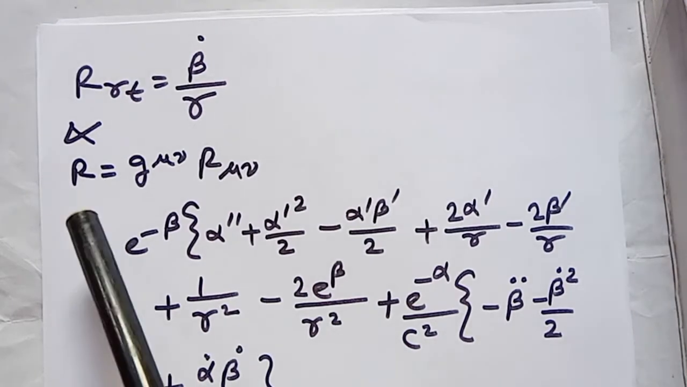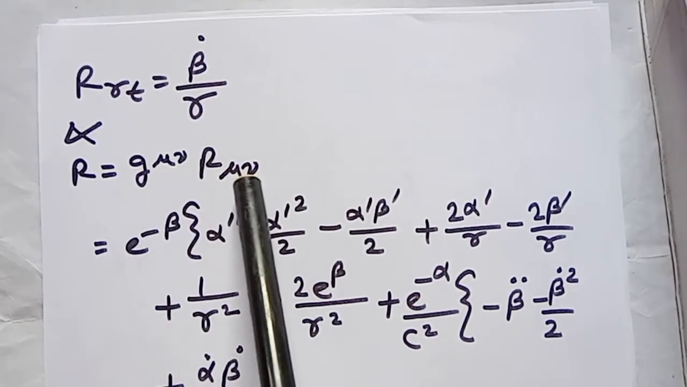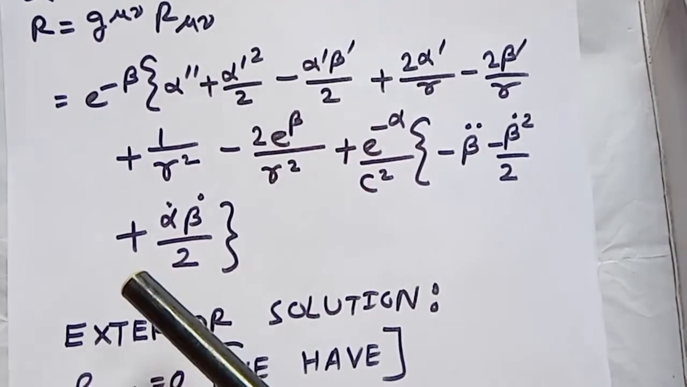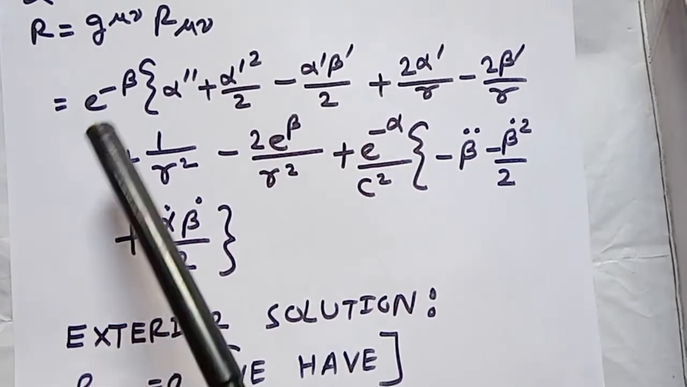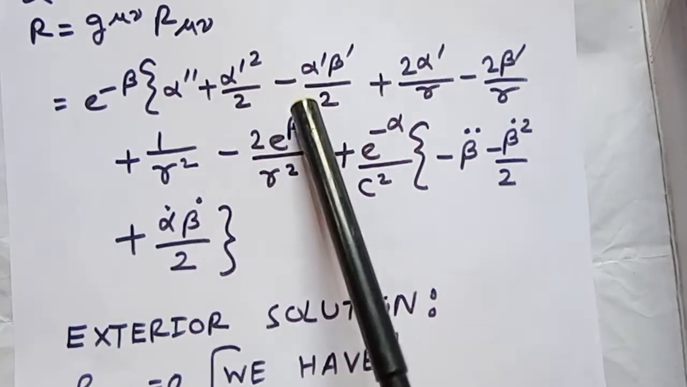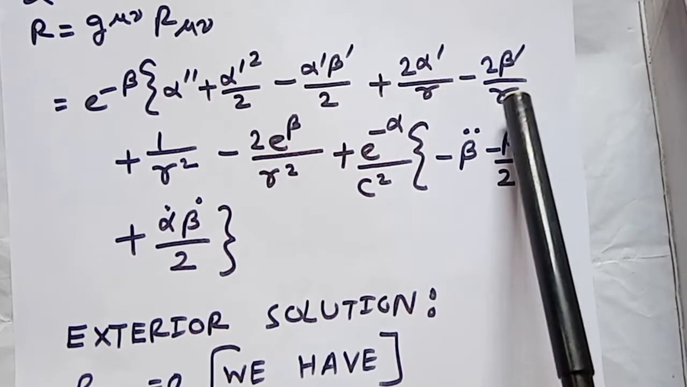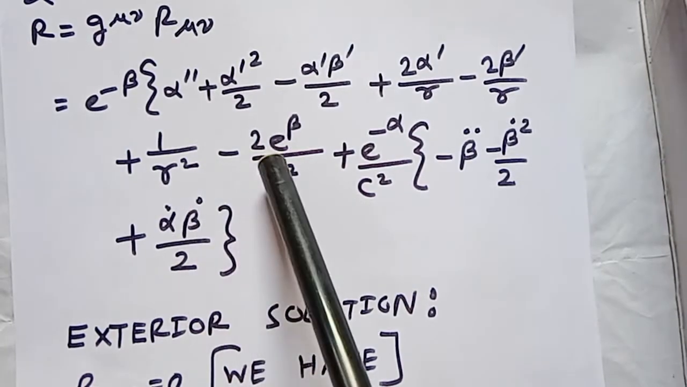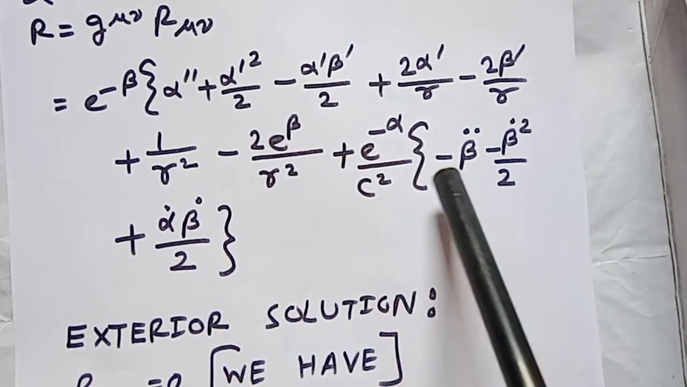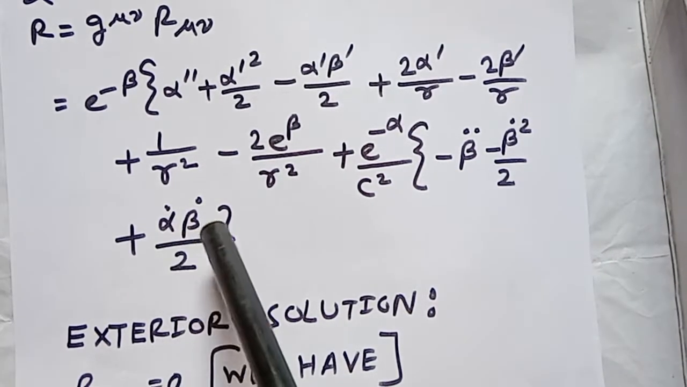Now the Ricci scalar we should derive. For the Ricci scalar we multiply R mu nu by g mu nu, all components multiplied, and we have e to the minus beta of alpha prime prime plus alpha prime squared divided by 2 minus alpha prime beta prime by 2 plus 2 alpha prime divided by r minus 2 beta prime divided by r plus 1 over r squared minus 2 e to the power beta divided by r squared minus e to the power minus beta minus alpha c squared of minus beta double dot minus beta dot squared divided by 2 plus alpha dot beta dot divided by 2.